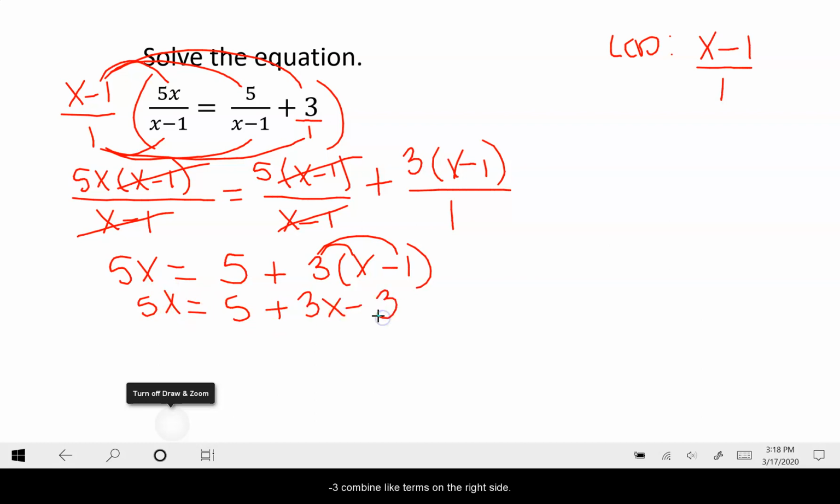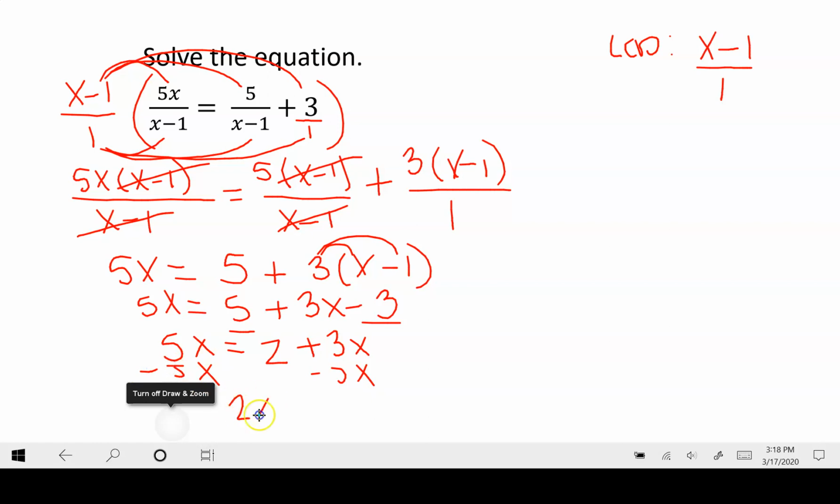3x minus 3. Combine like terms on the right side, which is 2. We need to get the x's on one side, so I'm crossing the equal. So subtract your 3x. And then we still need to get x by itself, so divide by 2. So 2 divided by 2 is 1, so x equals 1.